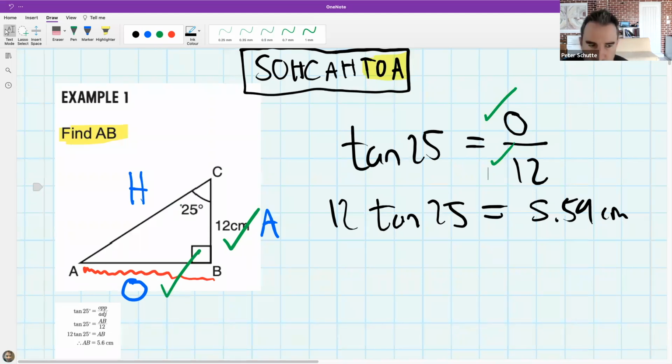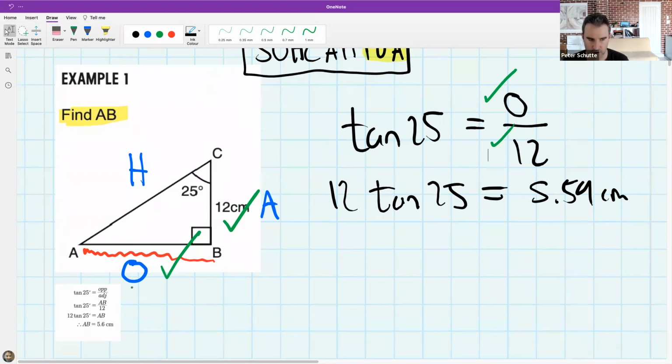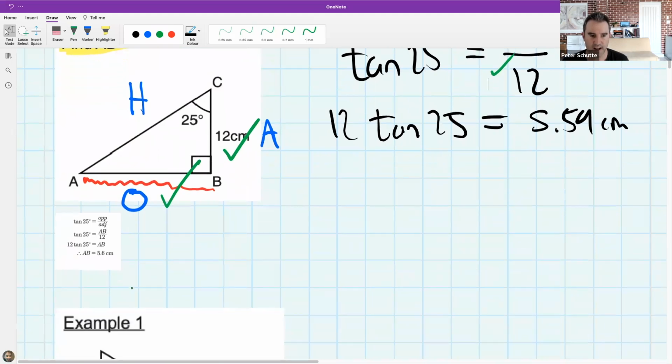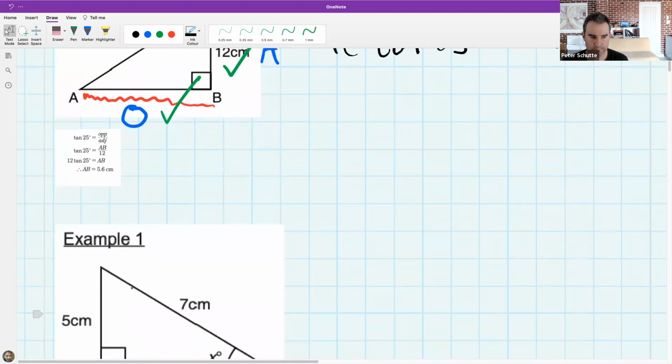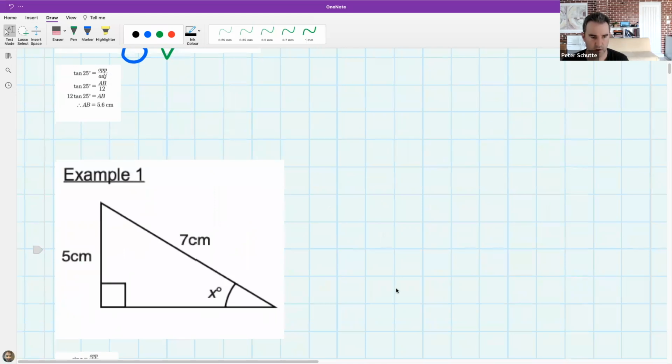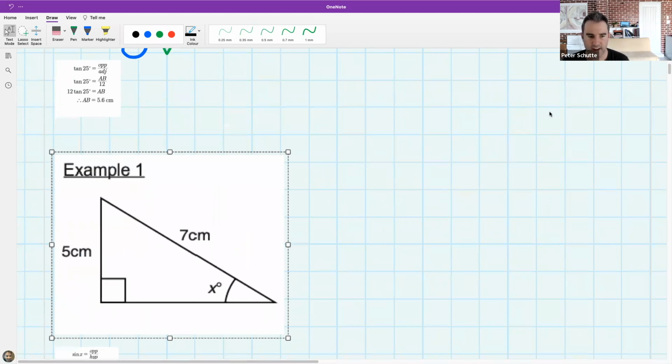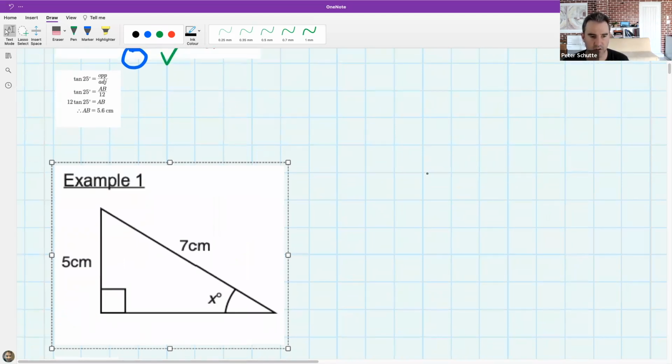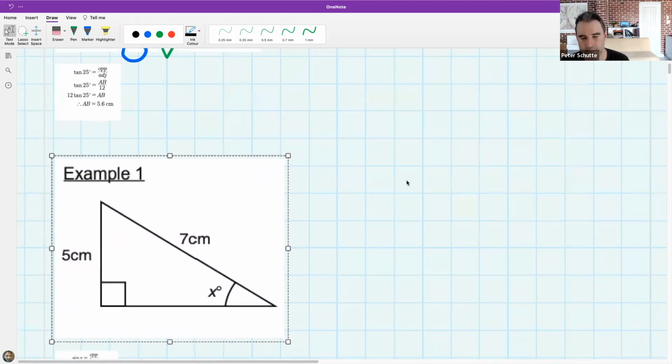Okay, so that's the first thing that we need to do with trigonometry. Then the second thing we need to know how to do is how to find a missing angle. So I'm going to give you that question over there, and I'm going to ask you to please try and find the angle X. You're given a right angle triangle, and now it's similar but not the same.